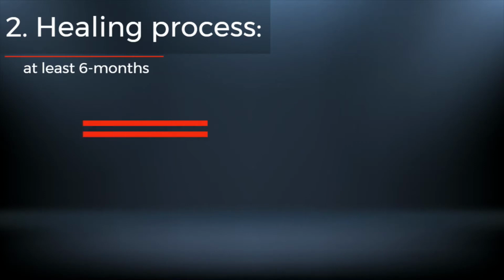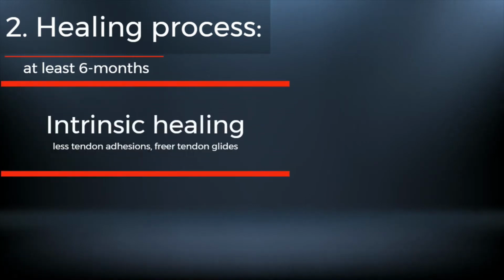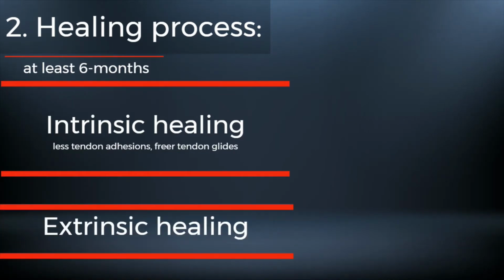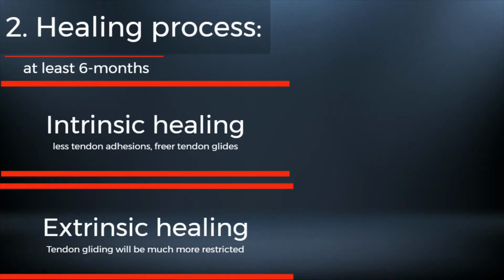The healing process for flexor tendon repairs takes at least 6 months. Tendon healing is both an intrinsic and extrinsic process. When intrinsic healing dominates the process, it results in less tendon adhesions and freer tendon gliding. Repetitive use must be avoided as it increases the risk of rupture, which may ultimately slow down the rehabilitation timeline.